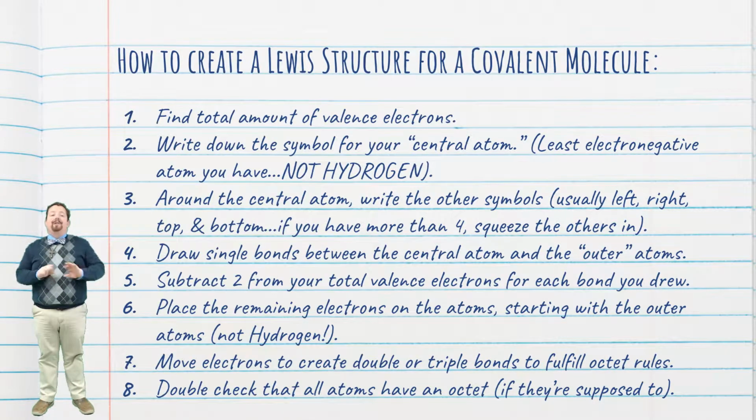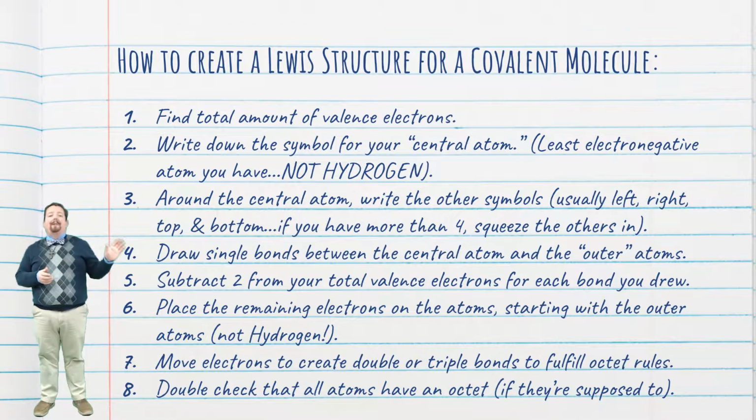Now, I know, you're just dying to create some Lewis structures, but slow your roll. We'll get there. Let's talk about the steps to creating Lewis structures first. The very first step is to count up the atoms in your molecule based on the molecular formula you're given. Relate those atoms to their number of valence electrons, then find the total amount of valence electrons you have to work with. Next, you need to write down the symbol for your central atom.